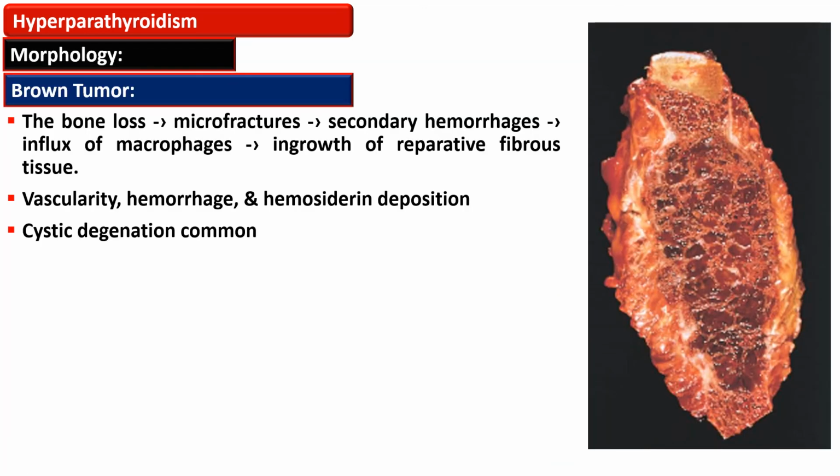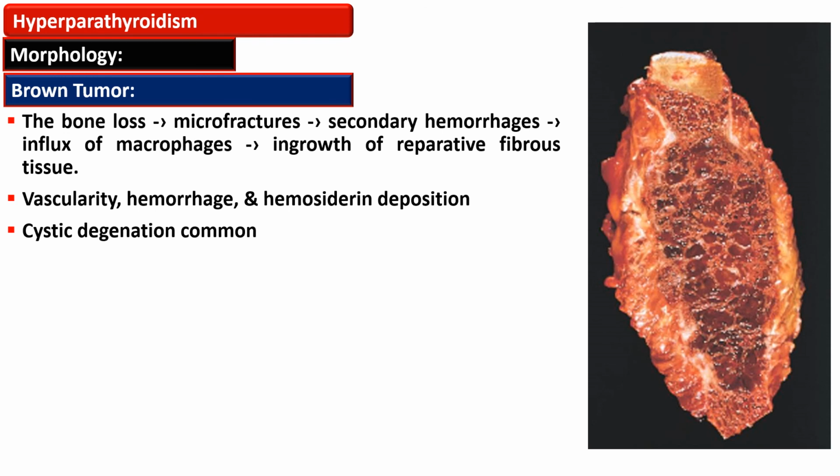Now another morphology is brown tumor. When there is bone loss, it will result in microfracture and secondary hemorrhages, and with the hemorrhage there is influx of macrophages and formation of reparative fibrous tissue. As a result there is increased vascularity, hemorrhage and hemosiderin deposition that is seen in this area. Cystic degeneration is also common in these brown tumors.